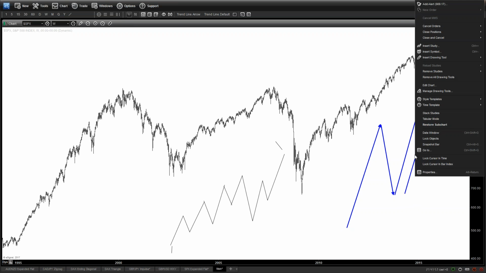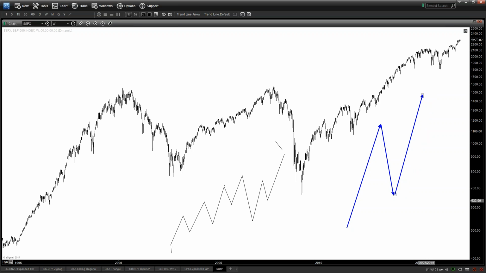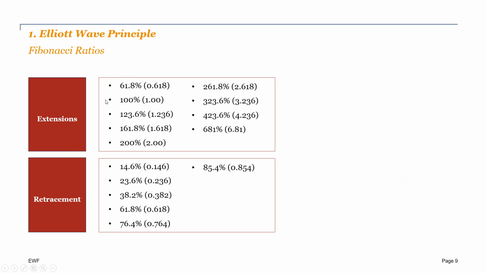So depending on your broker and your platform, I think all of the platforms nowadays have a tool for you to measure Fibonacci extension. I'm using eSignal, for example. I can measure Fibonacci extension very easily. So I can see 100%, 123.6%, and so on. If you use MT4, they also have a so-called Fibonacci expansion. So extension, this is the most important ratio. 100% is the most important.